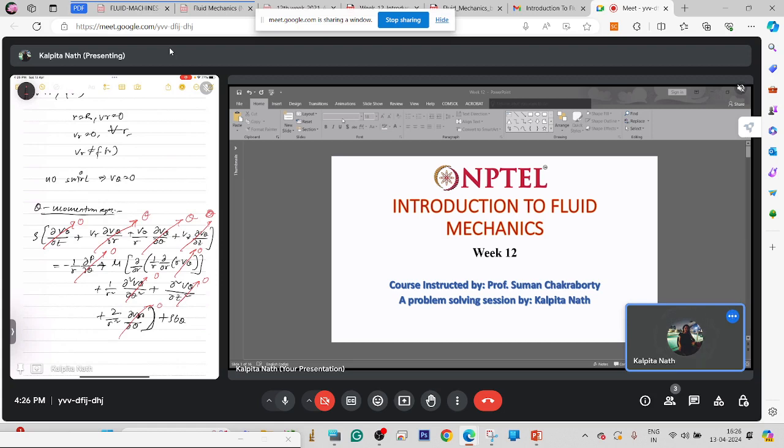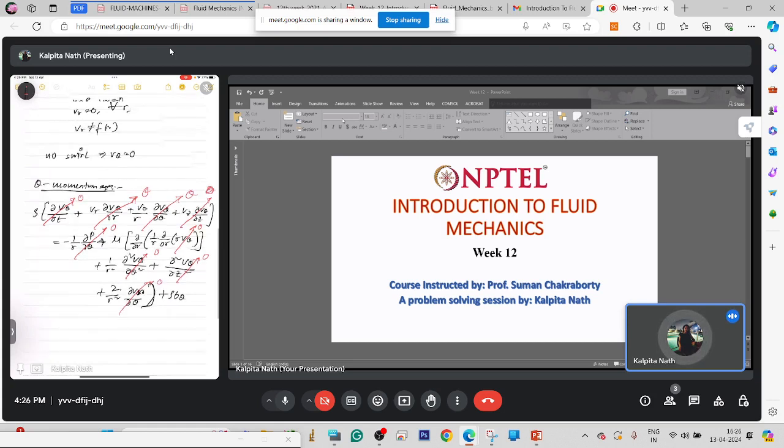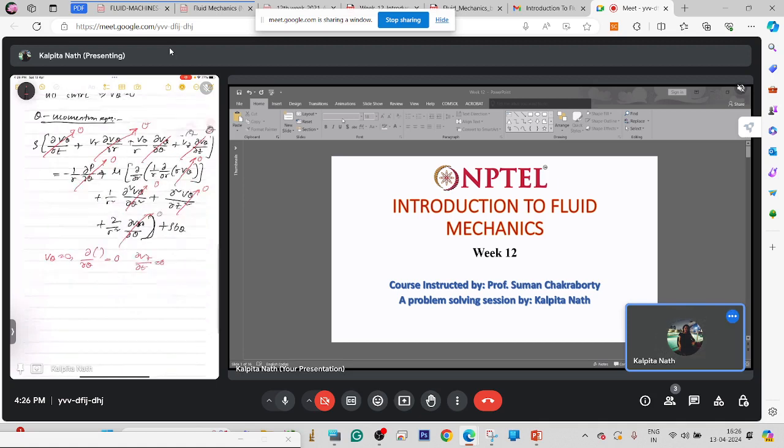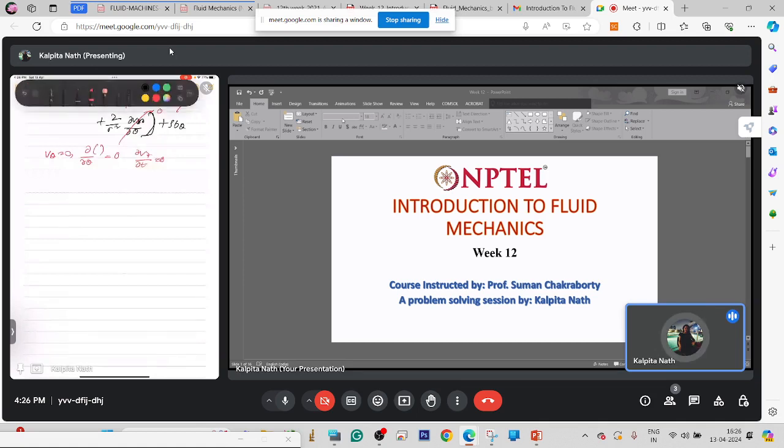Now v theta is equal to 0, del del theta for any component is 0, and del vz by del z is equal to 0. Yeah, so all this is 0. Now if we write the r momentum equation, again we should write all the terms.